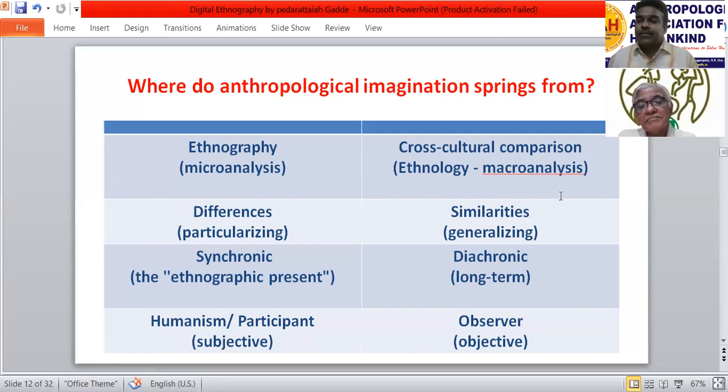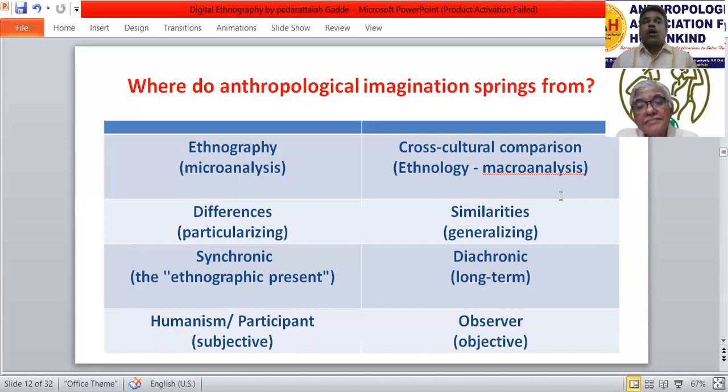For example, committing a murder, is it evil or good? What are the cultures of the world saying? And how do the local culture and the universal differ? So we try to particularize the local ethnographic account.